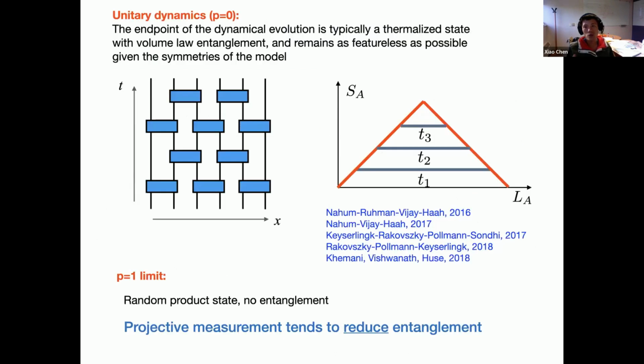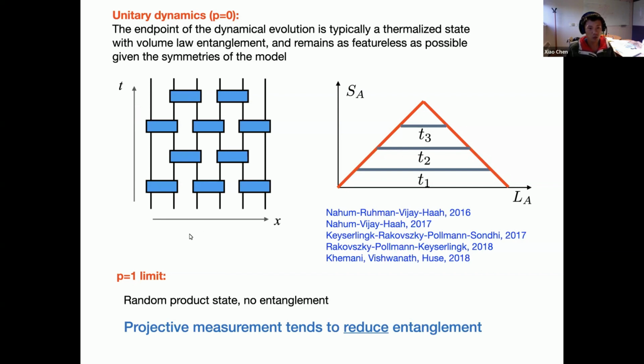Before I show some results, we can first consider two limits that are pretty easy to understand. The first limit is when p is equal to 0. This corresponds to unitary dynamics. We have discussed this before: in this case the system will thermalize, and the entanglement entropy will saturate to the volume law.